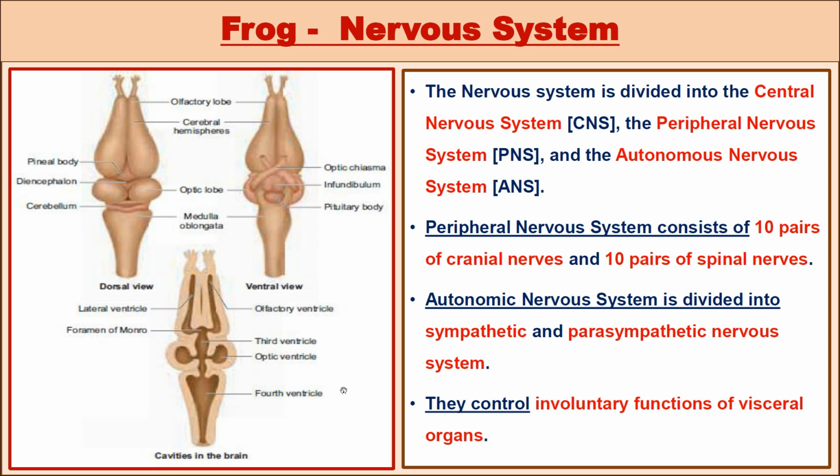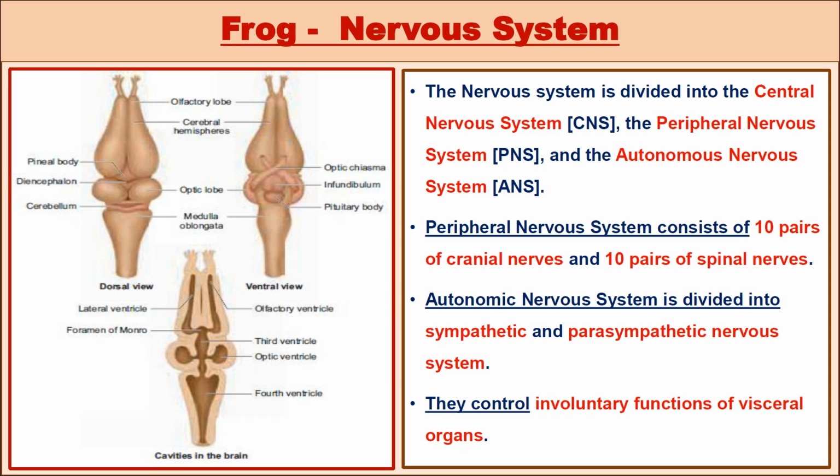Next we will learn the frog's nervous system. Frog's nervous system is divided into central nervous system, peripheral nervous system, and autonomic nervous system. Peripheral nervous system consists of the nerves that are arising from the brain and the spinal cord. In frog there are 10 pairs of cranial nerves and 10 pairs of spinal nerves that will supply the nerves to every part of the body.